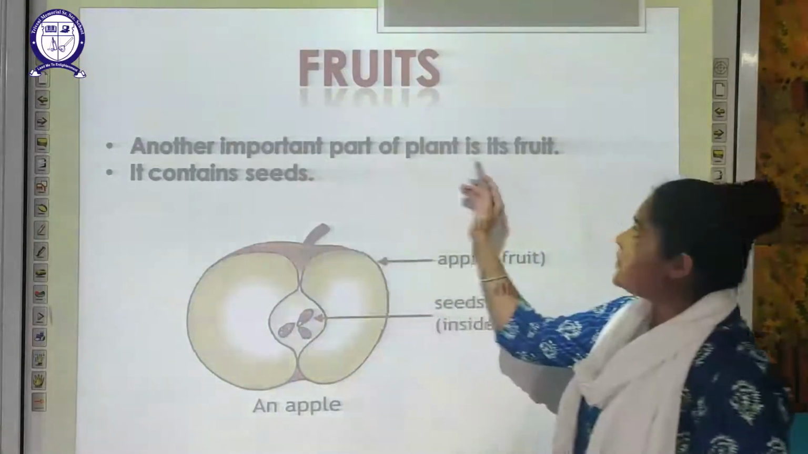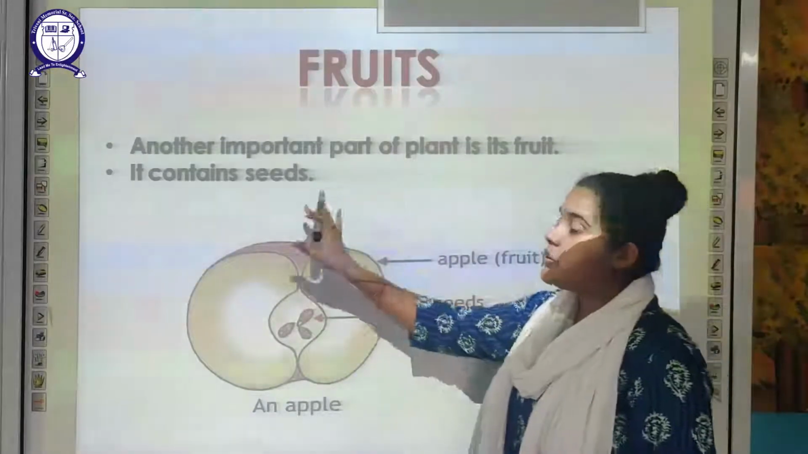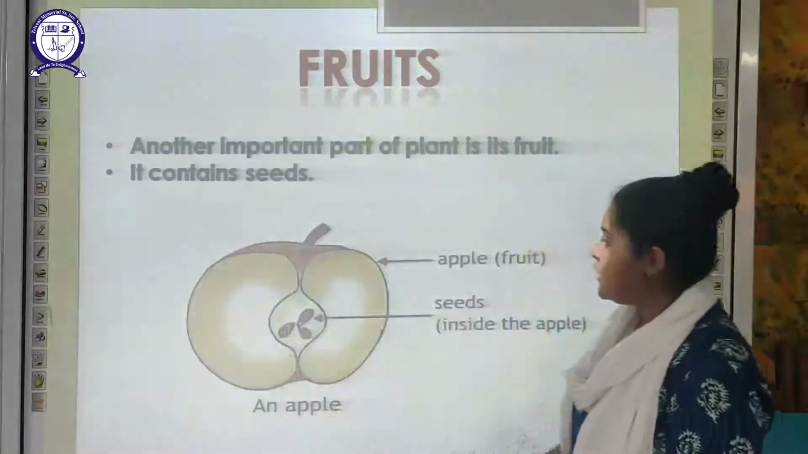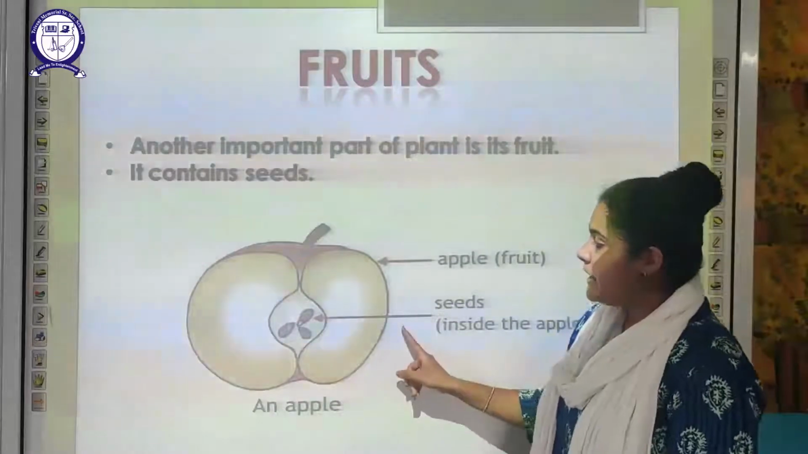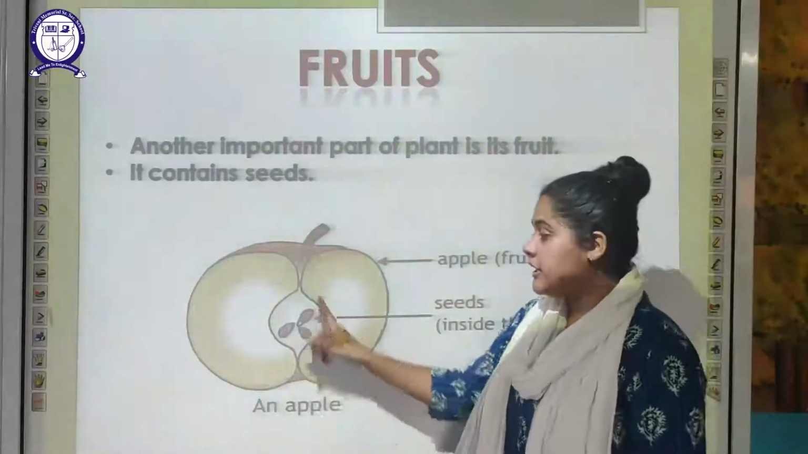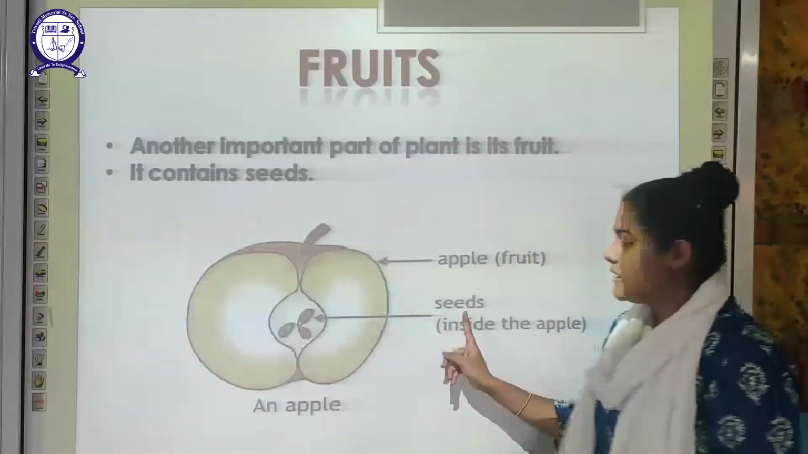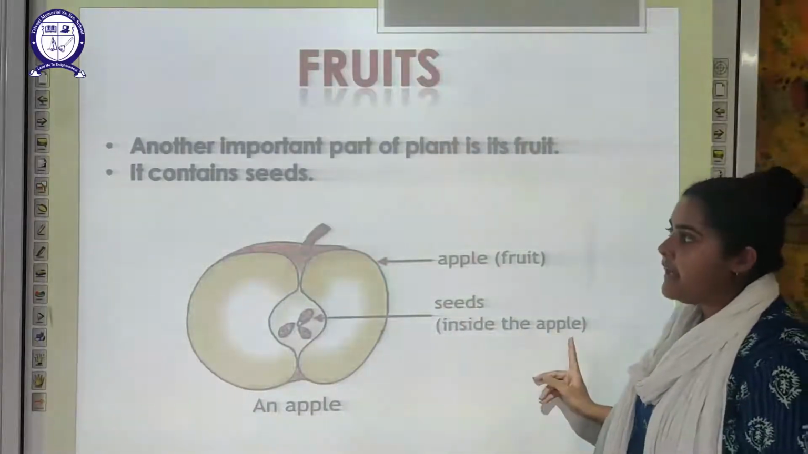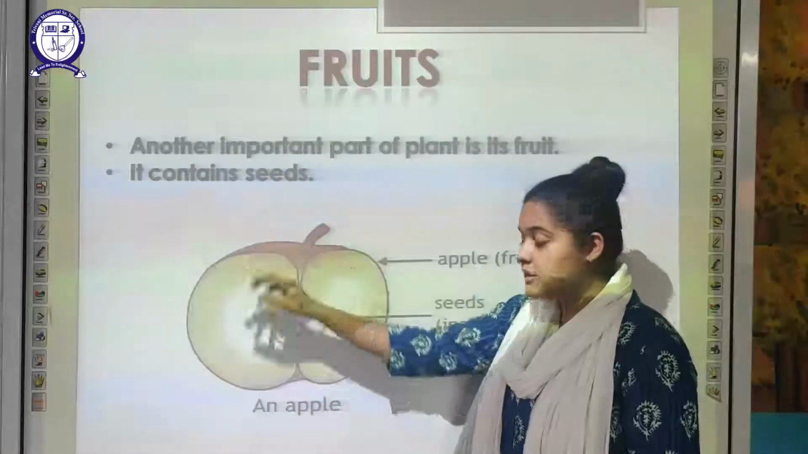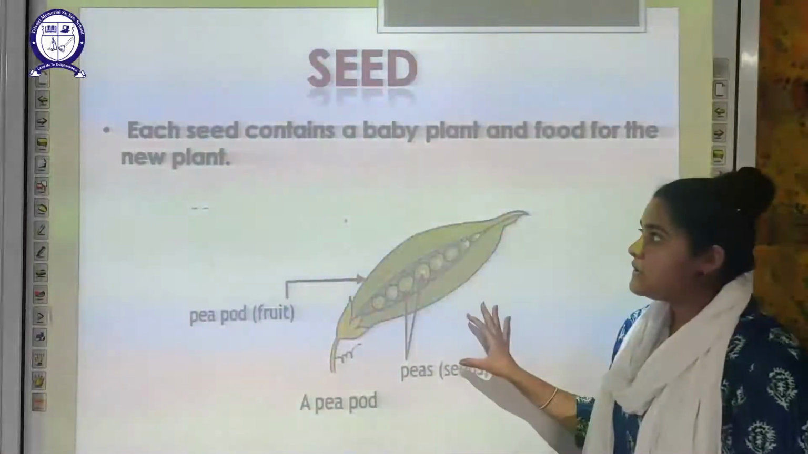Another important part of a plant is its fruit, and you can see the apple fruit here. This is the fruit part, and when you eat an apple you see small black parts inside. These are nothing but the seeds which are found inside the apple. So the fruit contains the seed part. The next one is your seed part.